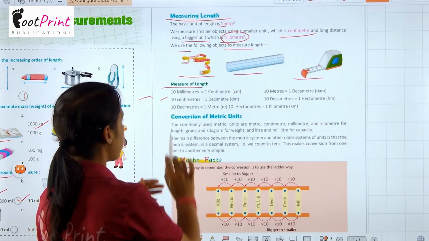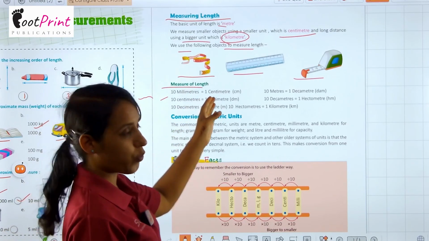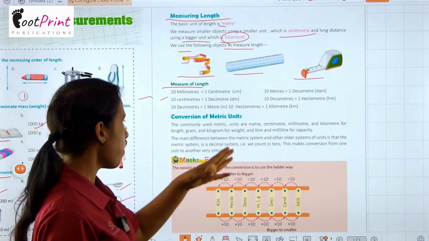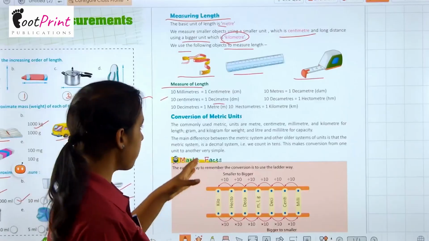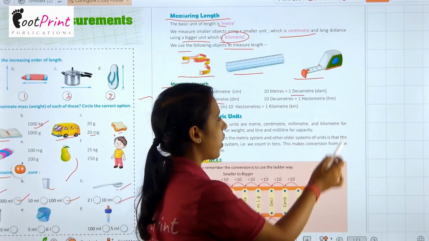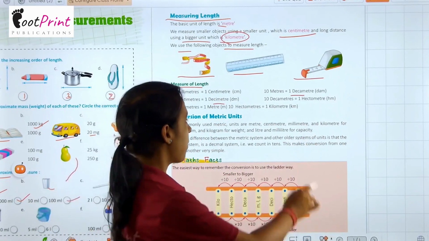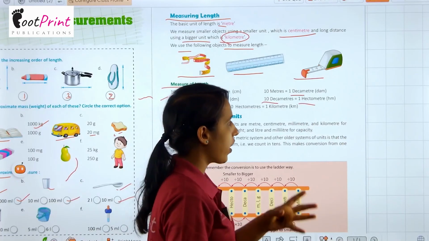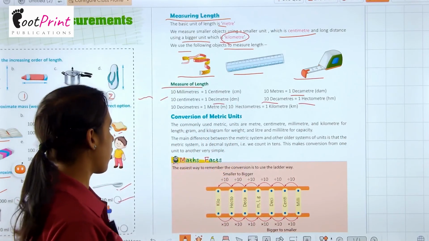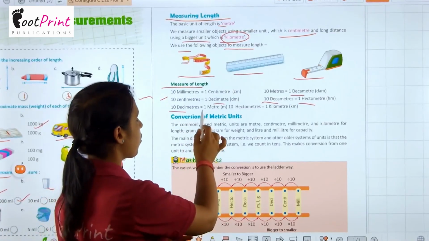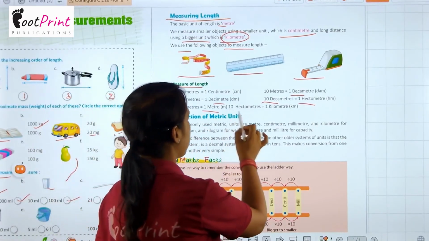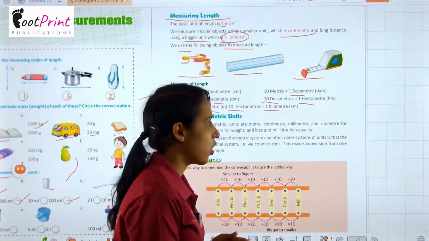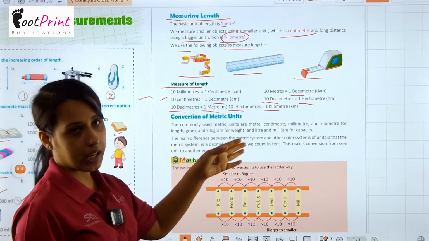Here we can write 10 millimeters equals 1 centimeter, that is cm. 10 centimeters equals 1 decimeter, dm. 10 meters equals 1 decameter, dam. 10 decameters equals 1 hectometer, that is hm. And 10 decimeters equals 1 meter, we denote it by the letter m. And 10 hectometers equals 1 kilometer, that is km.